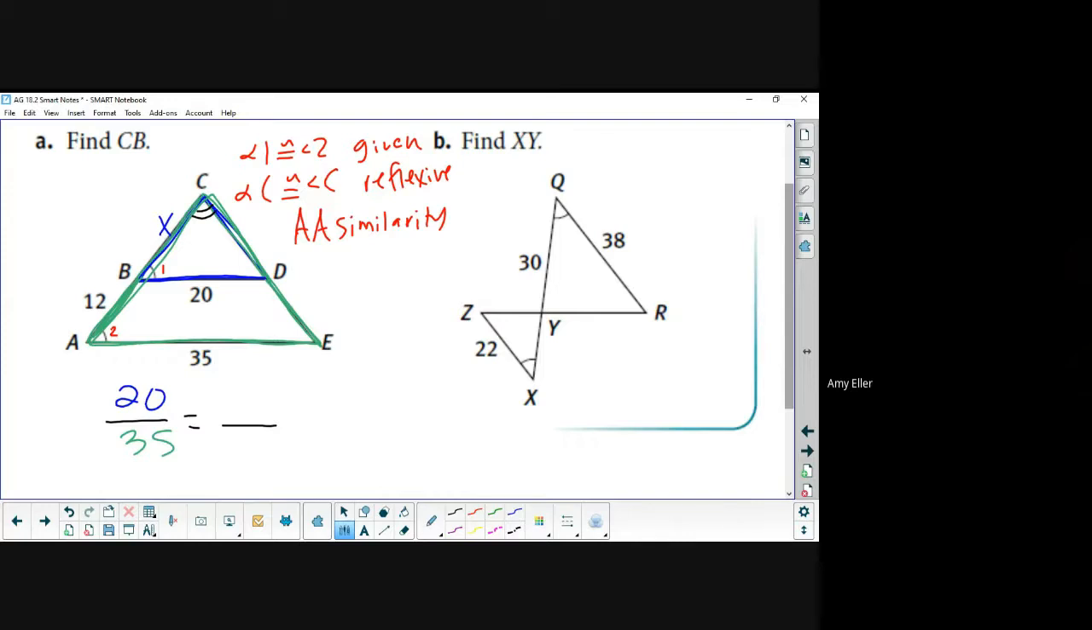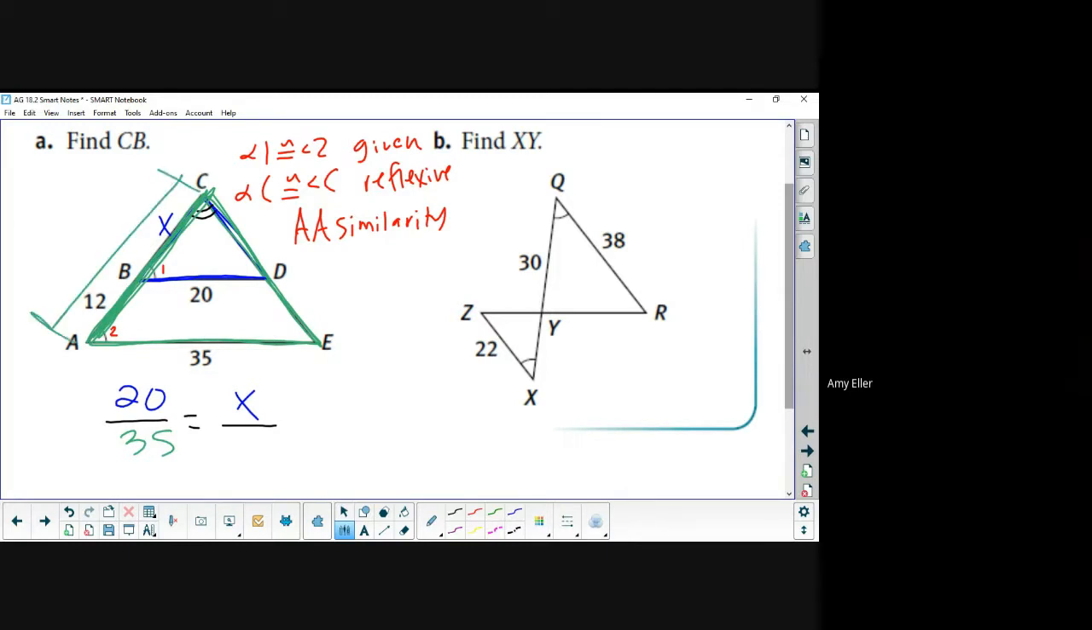Now, since we started with 20, the blue small triangle, we have to go back to the small triangle. So let's go with X now. X is between the single arc and the double arc. And this side is between the single arc and the double arc.